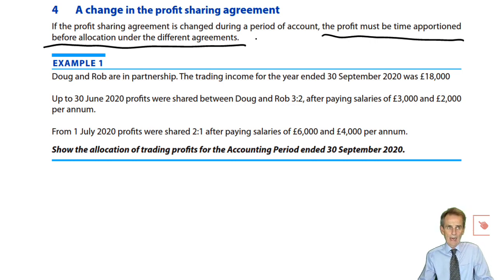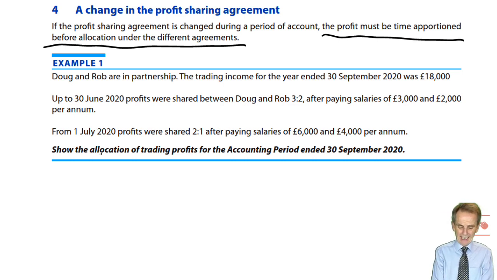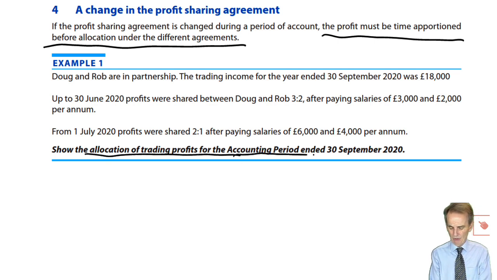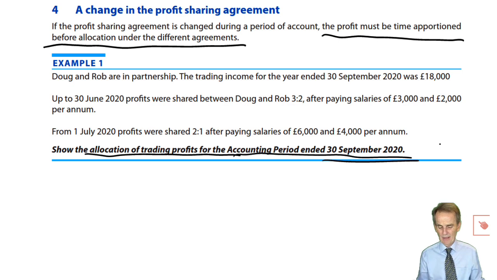The critical issue there, as you have seen, is to ensure that when it comes to time apportionment in relation to salaries or interest on capital, we always give a time apportioned figure. You don't give a full year's worth of salary for only 6 months' worth of the accounting period. You must time apportion accordingly. What does example 1 ask you to do? Show the allocation of those trading profits, as adjusted for tax, for the accounting period ended 30th September 2020.